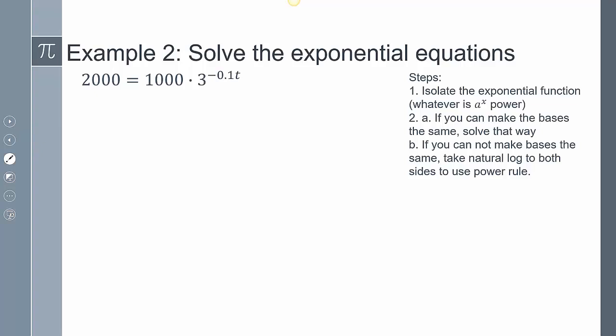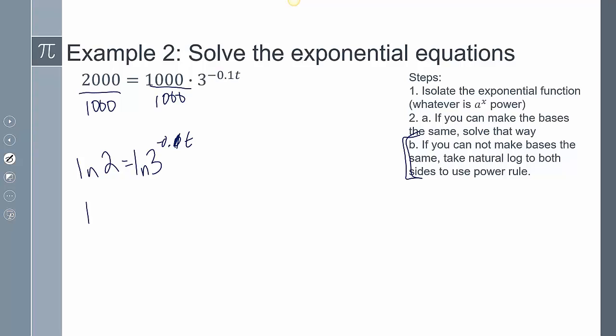So in this instance, I have to isolate the exponent. Well, you see I'm multiplying by this 1,000. So I want to divide both sides by 1,000. And so I get 2 equals 3 to the negative 0.1t. And to get that t by itself, I can take ln to both sides. So that's where I can't make the bases the same, because base 2 and base 3, there's no way. So I'll do that next part, take ln to both sides.